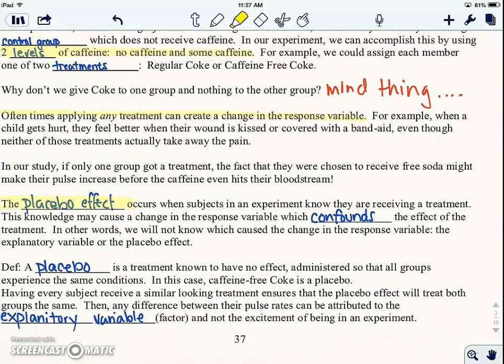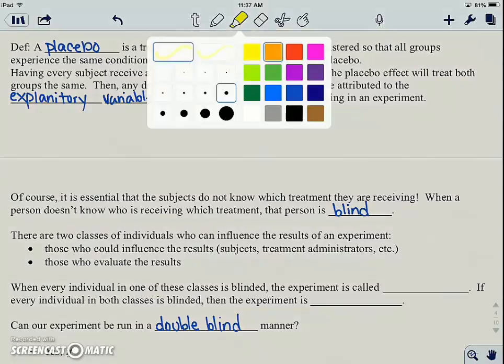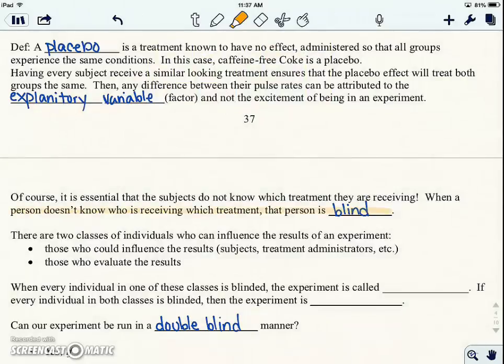It occurs when a subject in an experiment knows they are receiving a treatment. This knowledge may cause a change in the response variable, which confounds the effect of the treatment. Okay, so there's your vocab word. In other words, we will not know which caused the change in the response variable, the explanatory variable or the placebo effect. Of course, it is essential that the subjects do not know which treatment they are receiving. When a person does not know who is receiving the treatment, the person is blind. Okay, so there's a vocab word.